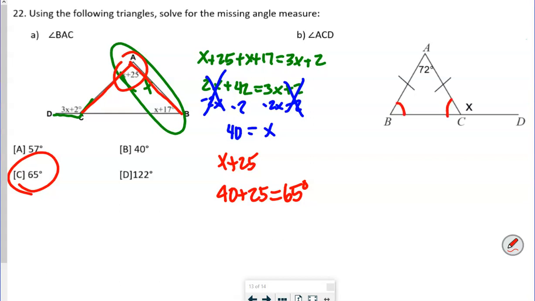Y'all got me? And the reason they are congruent is because those sides are congruent, okay? So they're called base angles, and they are congruent. So what we're going to do first is subtract this top angle from 180, and that's going to get us 108, right?